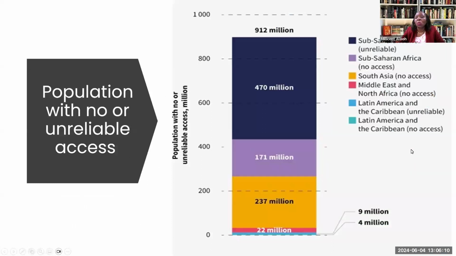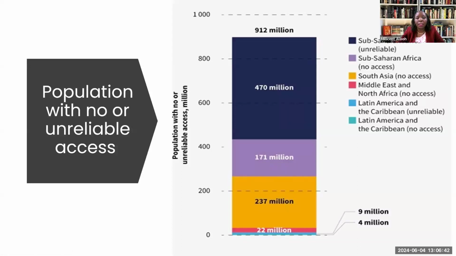I'll take us through one of the publications that was done by WHO in 2023, research carried out between 2015 and 2022 and published in 2023. It indicated that a number of people have no access to power or electricity, and there's also quite a large population globally that has unreliable access to electricity.